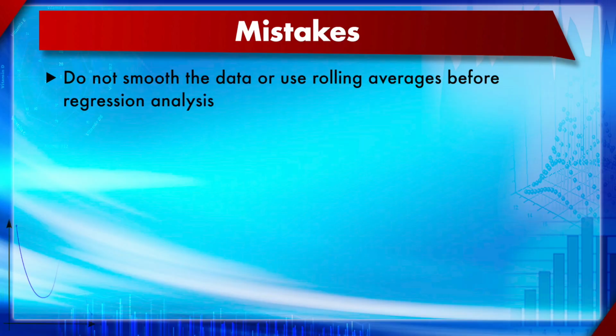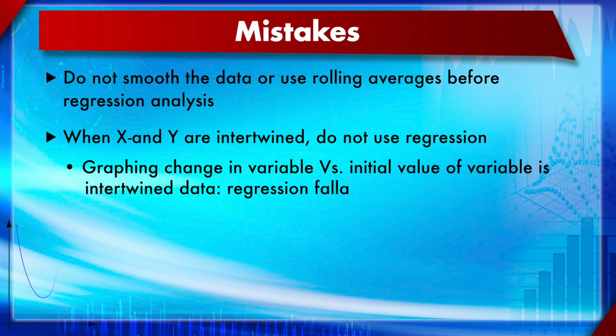So do not smooth the data or use a rolling average before regression analysis. That will invalidate the analysis, because you have to use the raw data first. When x and y are intertwined, do not use a regression. Graphing a change in the variable versus the initial value of that variable will lead to something called regression fallacy. Whatever relationship we are observing is basically spurious. It's artificial. It's not there.